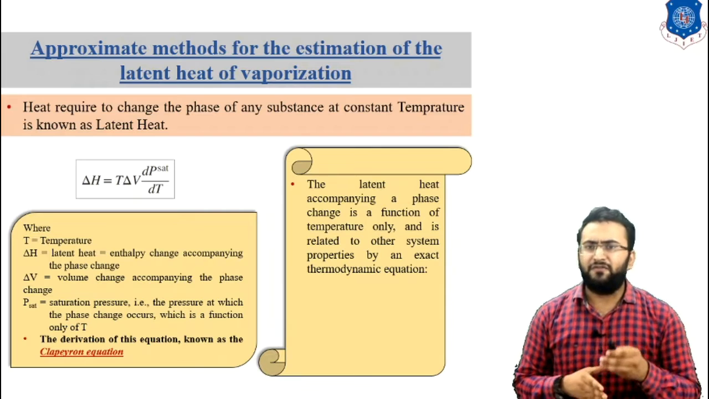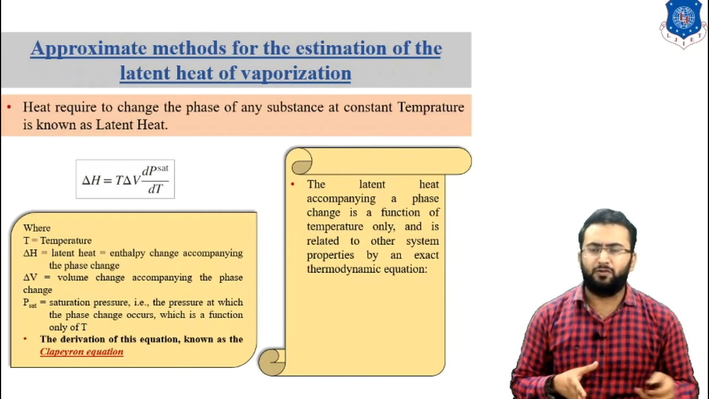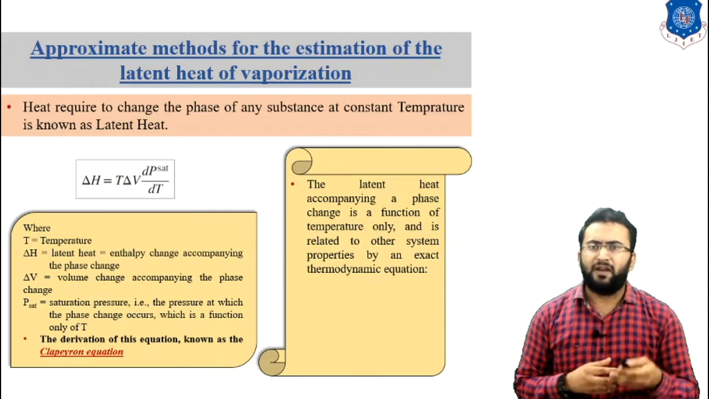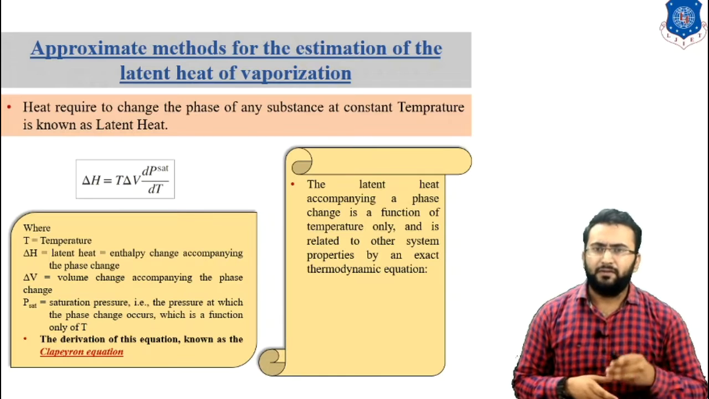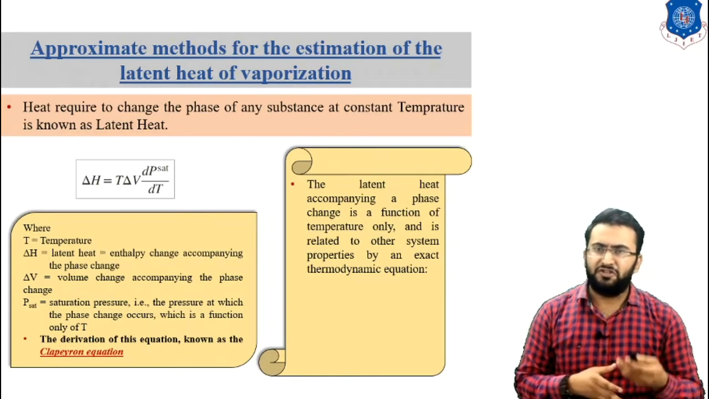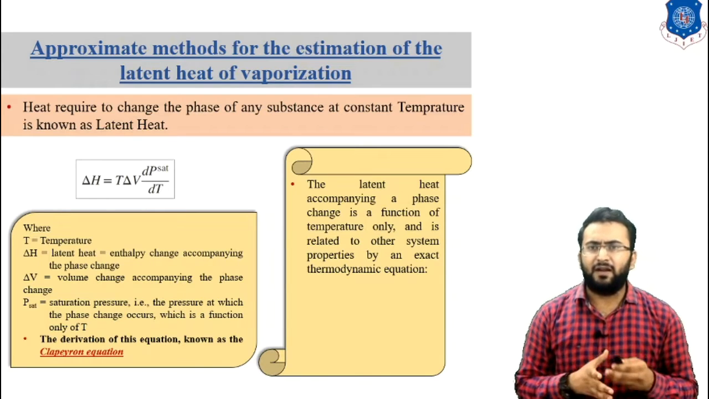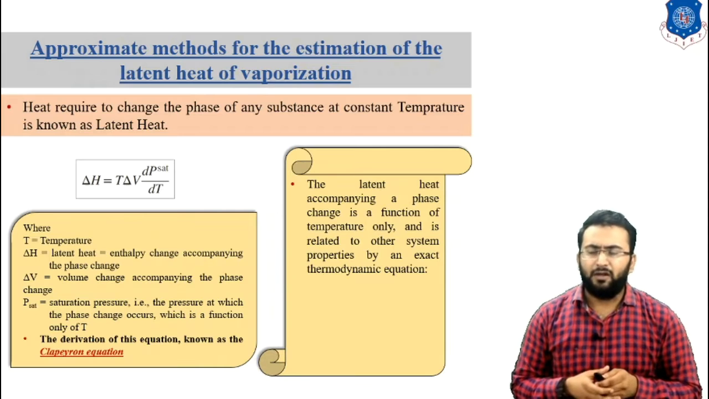This equation is known as the Clapeyron equation, so this method is also known as the Clapeyron method. We can find the heat of vaporization using this equation with the help of various data such as temperature, change in volume and saturated pressure. Using this data we can find the latent heat of vaporization for any particular system.